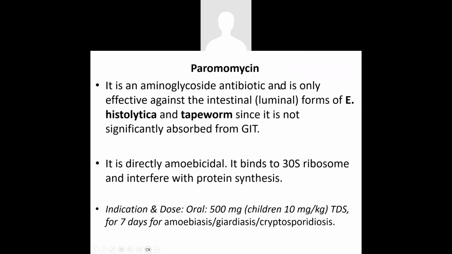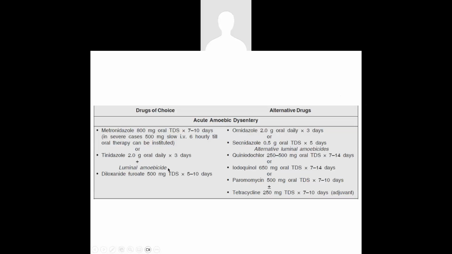Paromomycin is an aminoglycoside, given only against the intestinal or luminal form of Entamoeba histolytica. It's a direct acting amoebicide, binds to the 30S ribosome, interferes with protein synthesis, and is suitable for treatment of acute amoebic dysentery and as an alternative treatment. For luminal amoebiasis, diloxanide is an alternative to tetracycline.